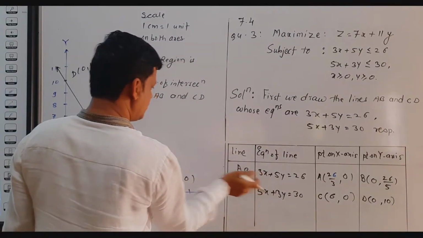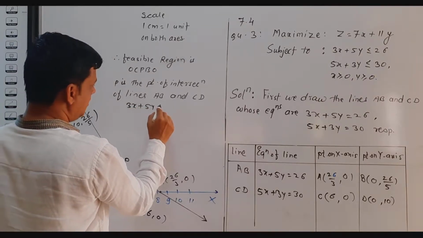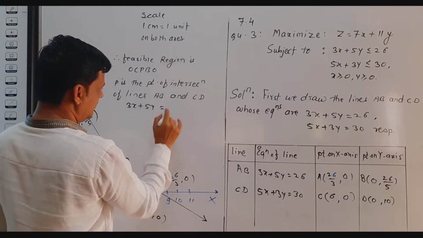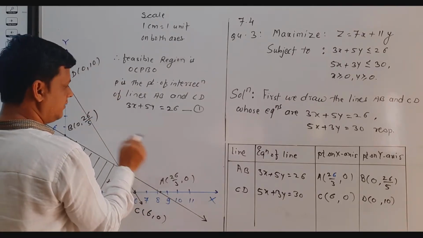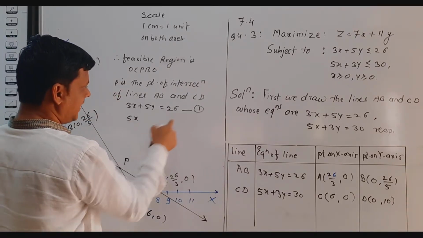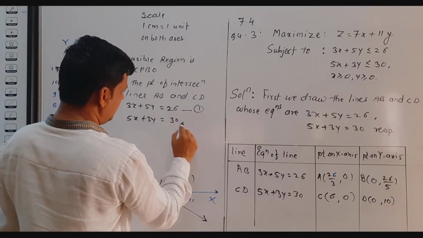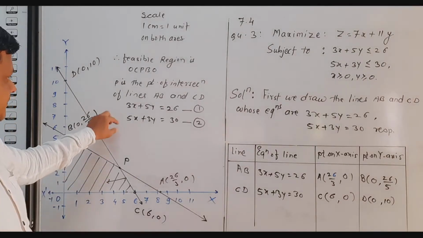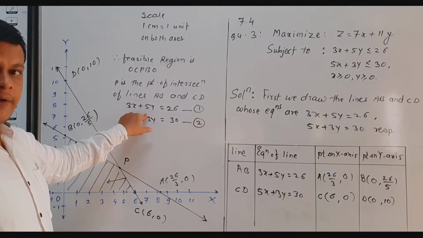and CD. So we write here 3x plus 5y is equal to 26. So denote this as equation number 1. Second equation of line CD is 5x plus 3y is equal to 30. We denote as equation number 2. Now here we have to eliminate x or y.